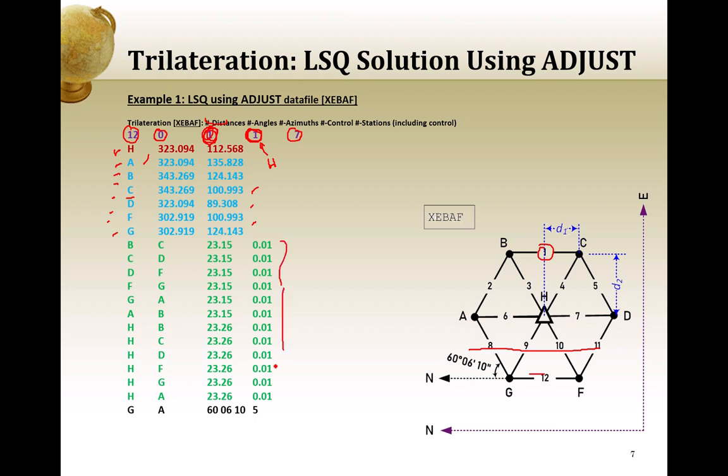What about the distance measurements? These are the observations of the distance. So as we listed that, we will list from B to C, from C to D, the distances, and we have plus minus 1 centimeter, which is 0.01 meter. This is the standard deviation. When it comes to the azimuth, because we have one azimuth observation, it is from point G to point A. From the north we have the value 60, 06, 10, and plus minus 5 seconds.